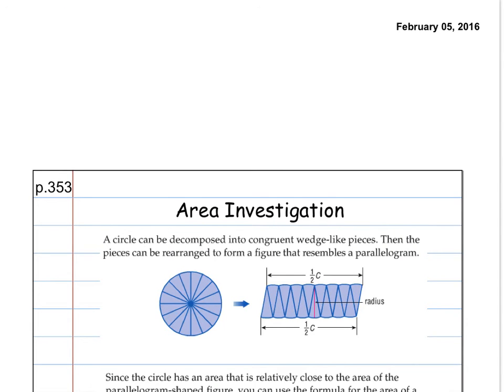Area investigation. So we're going to talk about area now. We're going to talk about how a circle can be decomposed into congruent wedge-like pieces. Then the pieces can be arranged so that they resemble a parallelogram, kind of like a pizza. Okay? So what you notice is that if it's split up evenly, your radius is kind of half of your base. And the top part is half the circle, so that'd be half the circumference. And that's what the 1/2 C is standing for. And the base would also equal that much.